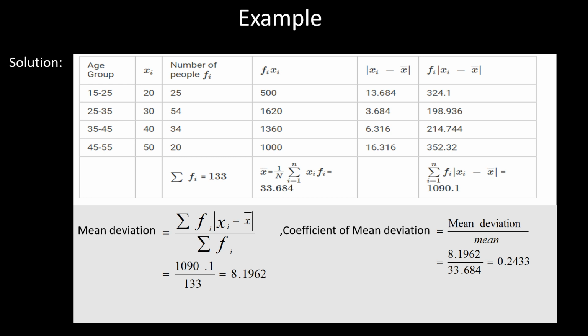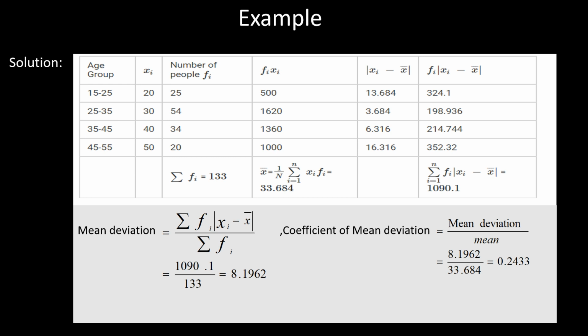After finding the mid values, we find the product of the frequencies column and the mid values column, which gives fi xi. The total of this divided by the total of frequencies gives the mean value. After getting the mean value, we find the absolute deviations of the mid values from the mean value. Here we got the mean value as 33.684. Every mid value we subtract from this: 20 minus 33.684 gives minus 13.684. As we are considering absolute deviations, we ignore the signs.